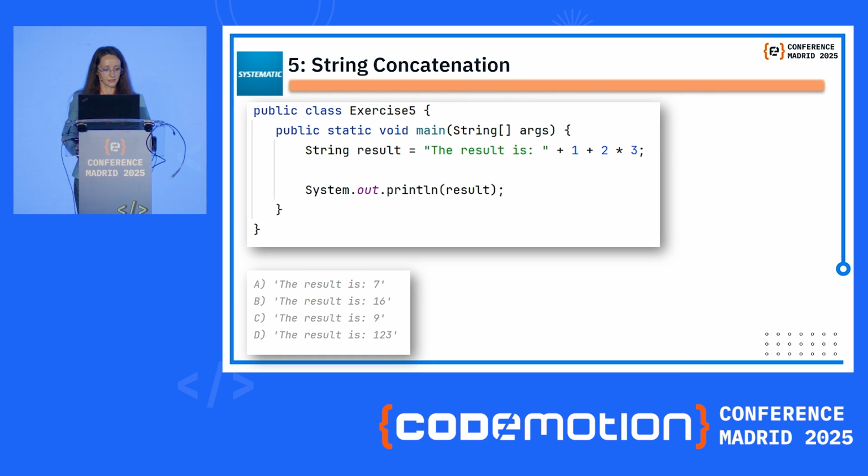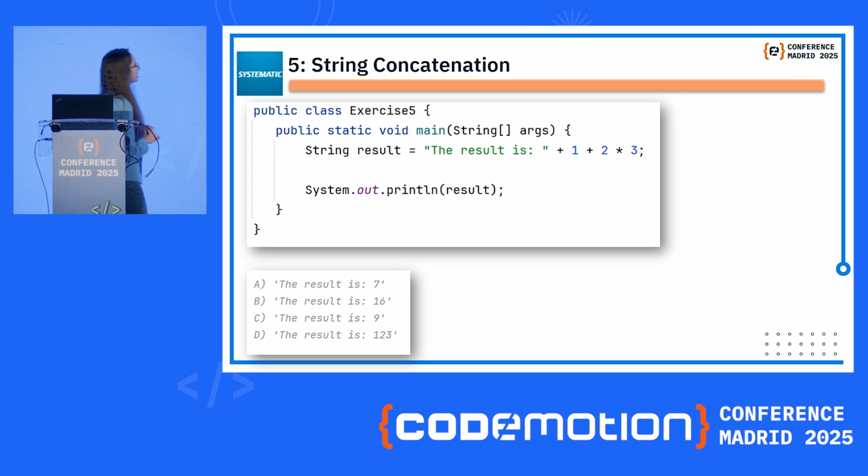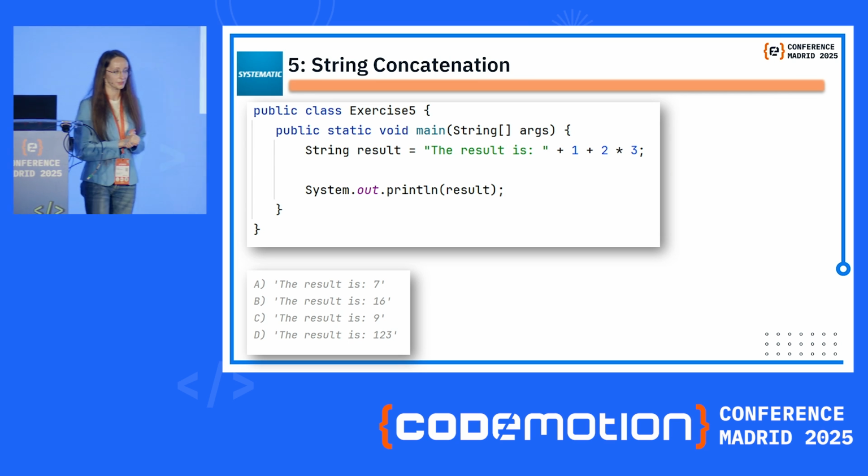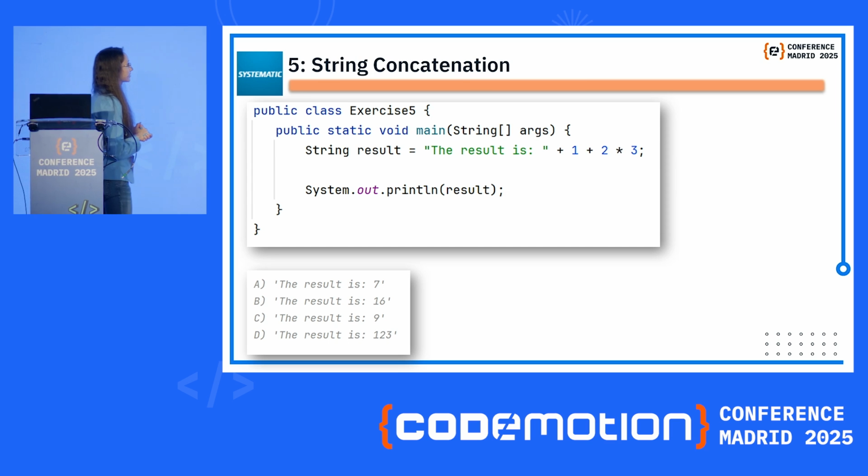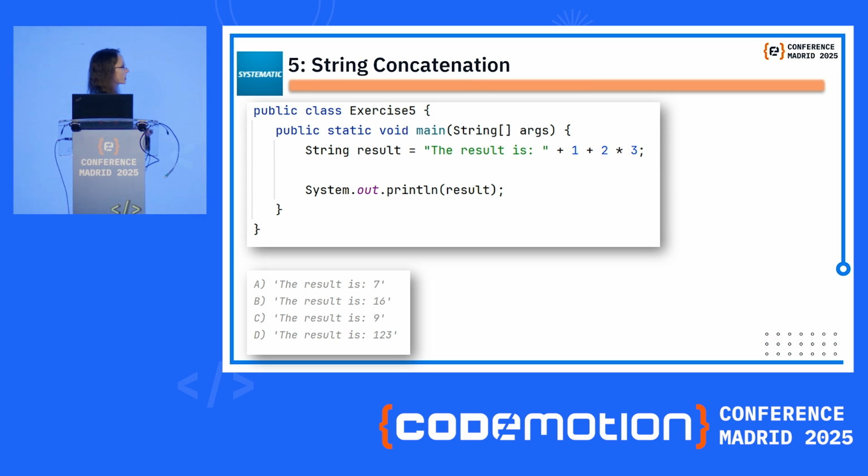Okay, let's move to something playful. Let's play a bit with string concatenation. We have just one line of code. We have a result, which is a string, and is being initialized like that. The result is +1, +2 multiplied by 3.